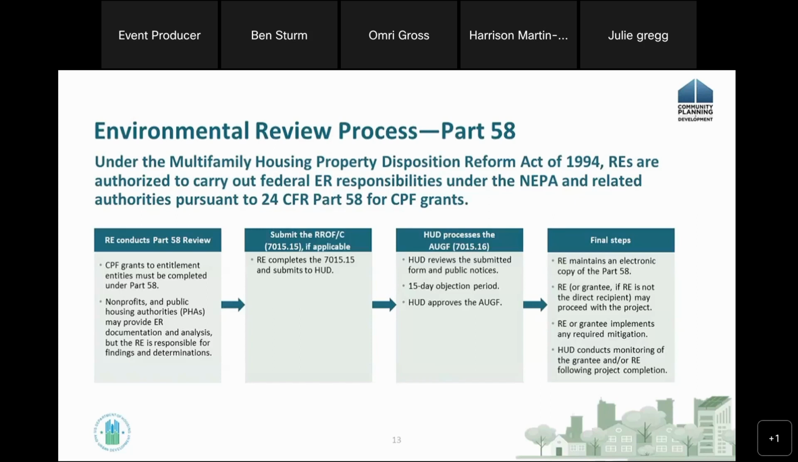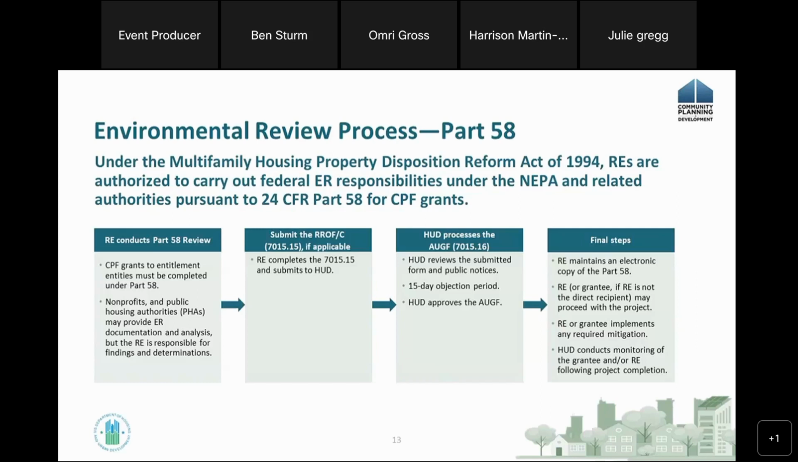HUD will then wait the 15-day objection period and issue the authorization to use grant funds after that. The grantee provides a copy of either the environmental review signature page or the authorization to use grant funds when necessary to their Congressional Grants Division grant officer upon receipt to indicate that their environmental review process has been completed. The grantee can then proceed with the project, but must also implement any mitigation prescribed by the environmental review.